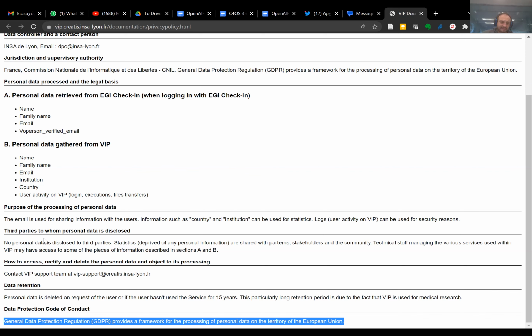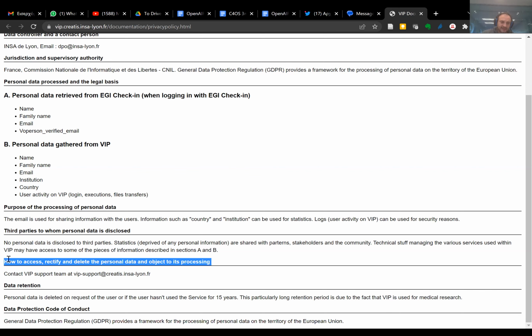We have this field here that says how to access, rectify, and delete the personal data and object to its processing. Instead, I would have as a phrase, how can the data subject exercise its rights, and then have within a parenthesis what these rights are. And of course, normally we put all rights and we see what can be exercised. But I just wanted to remind you that this is not necessarily the case.